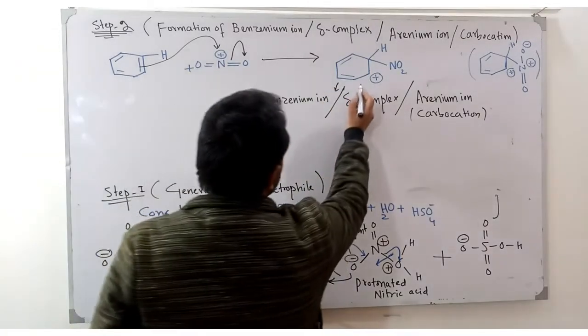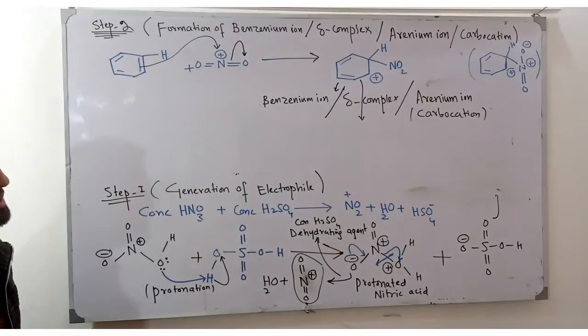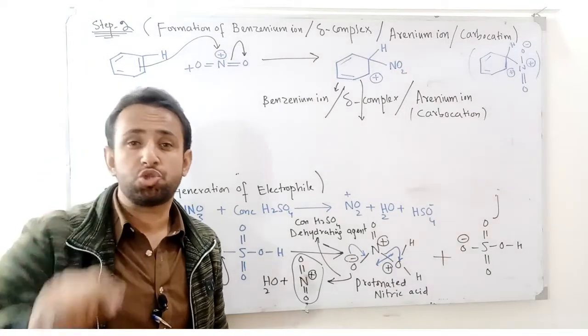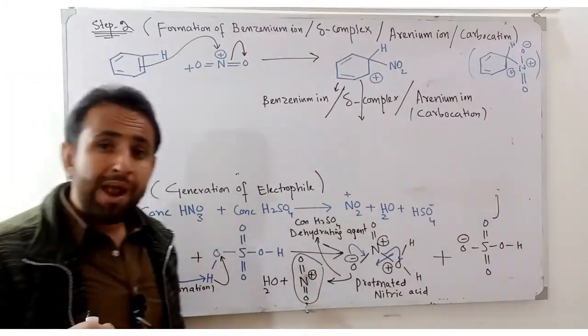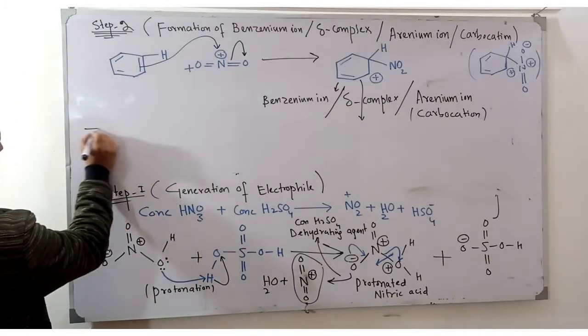That this is also a resonance stabilized structure. How is it a resonance stabilized structure? There are 7 to 8 conditions for conjugation. In these 7-8 conditions, there is a condition which is basically like this.